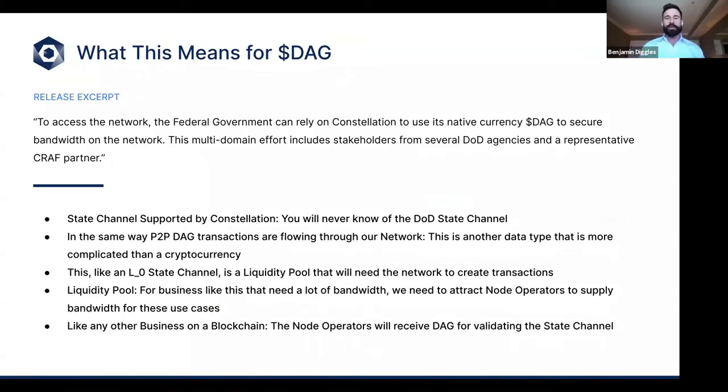So from the release excerpt, to access the network, the federal government can rely on Constellation to use its native currency DAG to secure bandwidth on the network. This multi-domain effort includes stakeholders from several DoD agencies and a representative Civil Reserve Air Fleet partner.